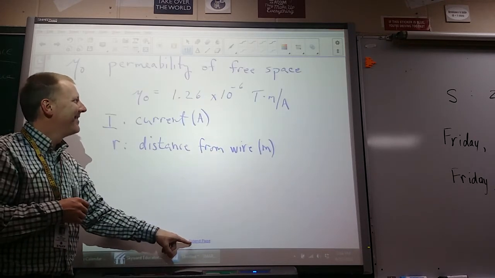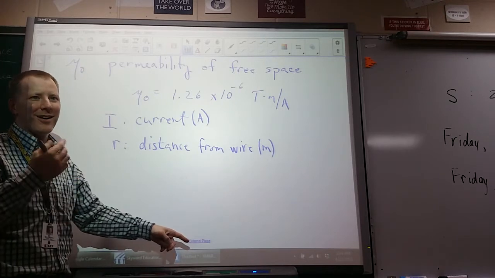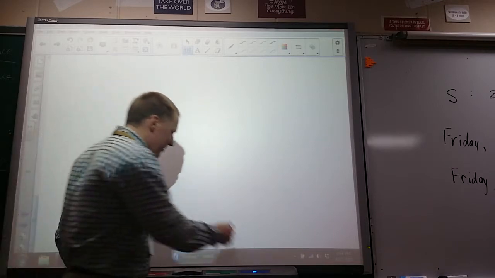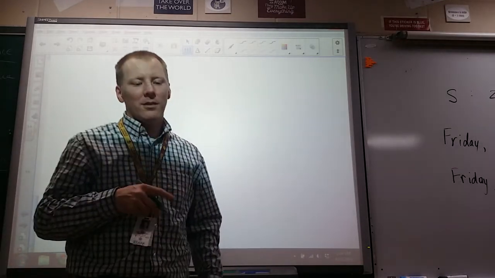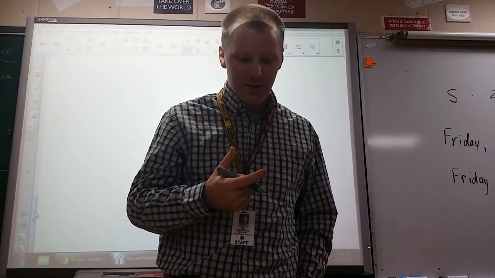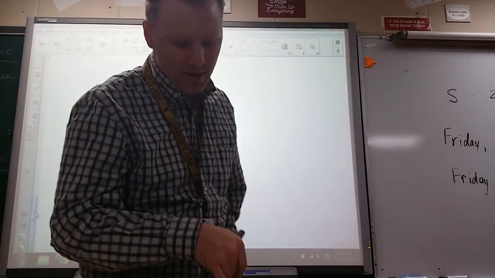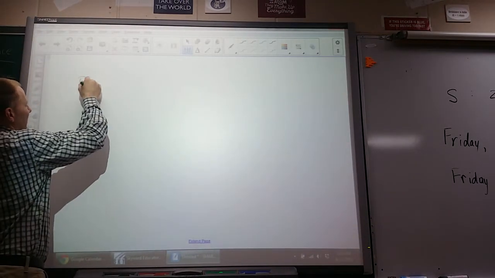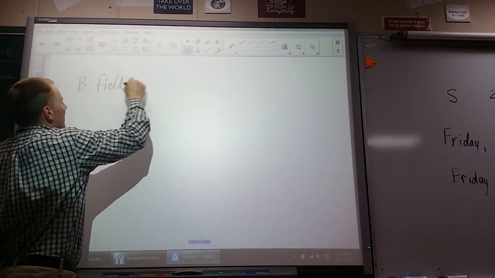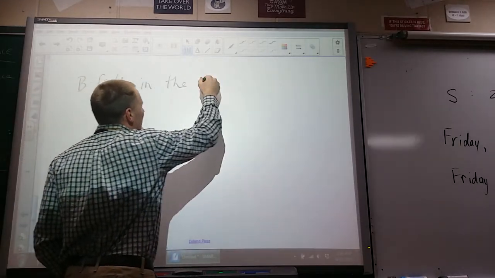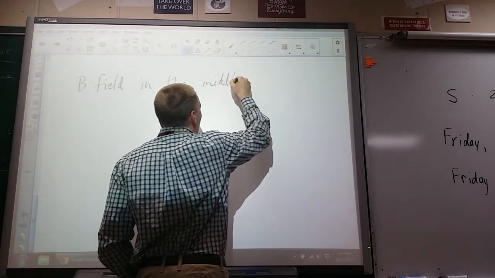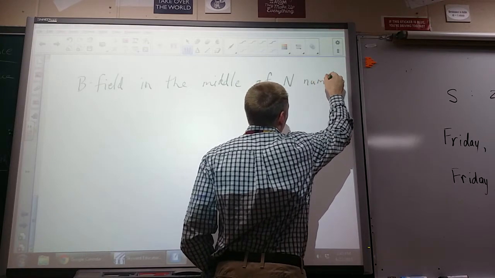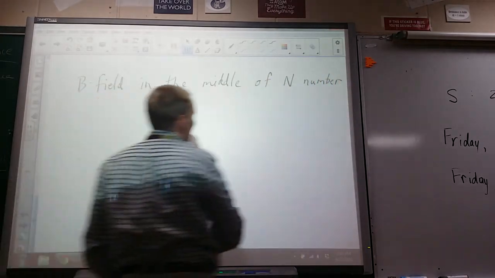Actually, it's not R hat anymore because it's at a right angle to R hat. It's perpendicular to R hat. So, another thing to look at is magnetic field from some loops. Circular loop. Yep. So let's do magnetic field in the middle of n number of loops.